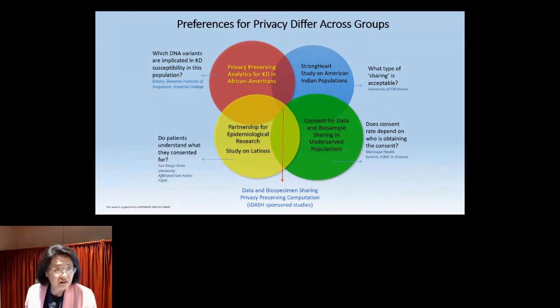And so that's another thing that we learned early on, that different segments of the population participate more or less in research, and in data sharing it is very similar.